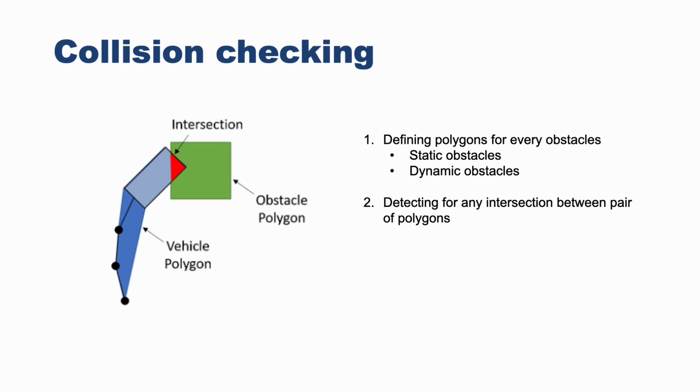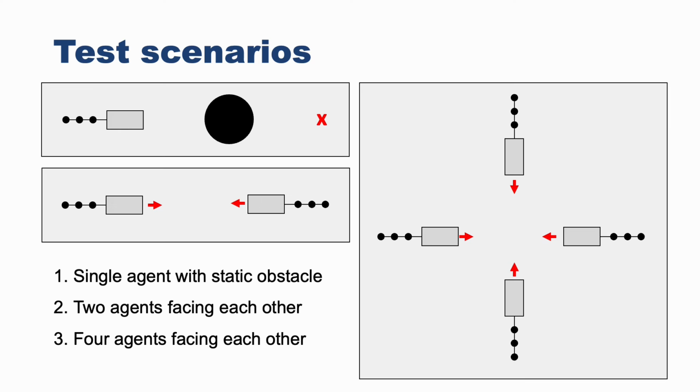As explained before, in the trajectory generation, we need to check for collision between the agents and the obstacles. So we propose collision checking based on polygon intersection. The steps include: first, we define the polygons for every obstacle, including the static obstacles and the dynamic obstacles. After that, we can use any available algorithms to detect any intersection between pairs of polygons, such as sweep line, rotating calipers, or Gilbert-Johnson-Keerthi distance algorithms. And then finally, we make the simulation to test our proposed algorithm.